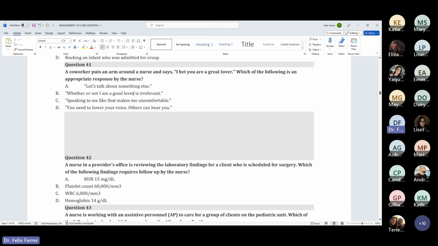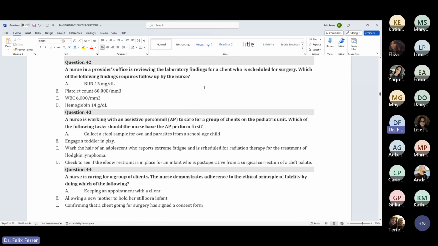A co-worker puts an arm around the nurse and says, I bet you are a great lover. Which of the following is an appropriate response by the nurse? C. Speaking to me like that makes me uncomfortable. You don't need to make it weird.